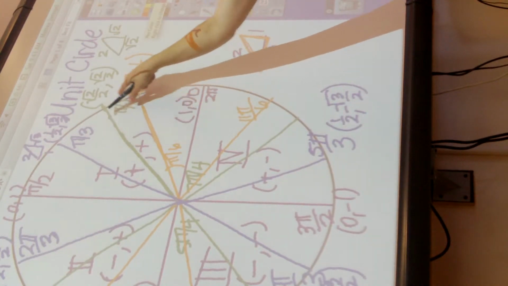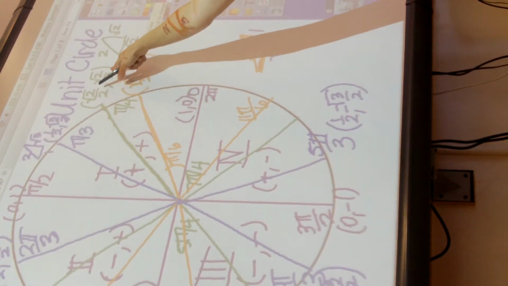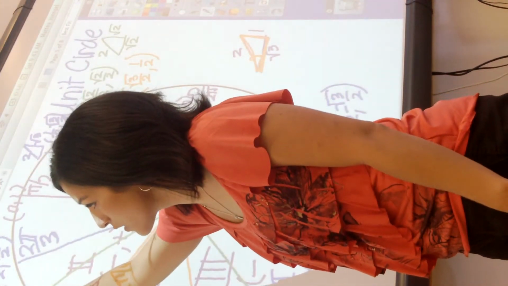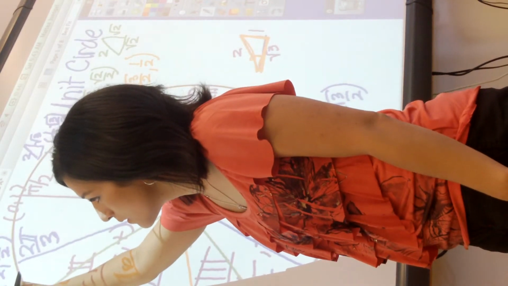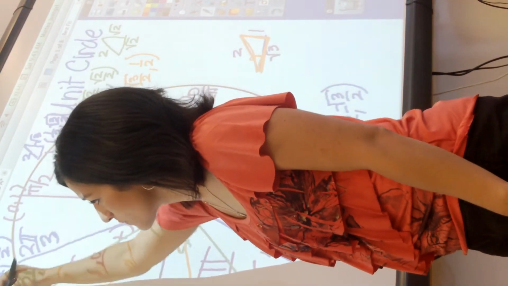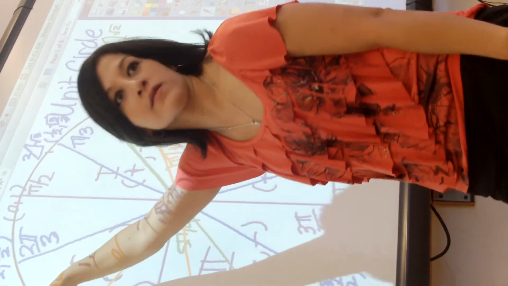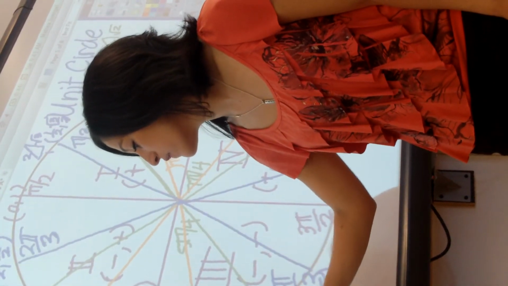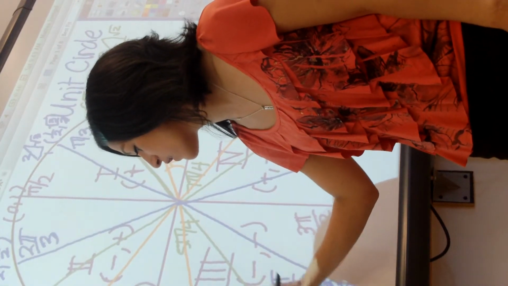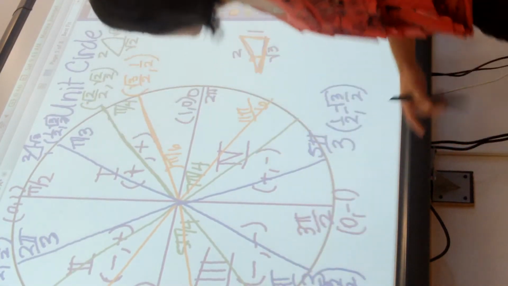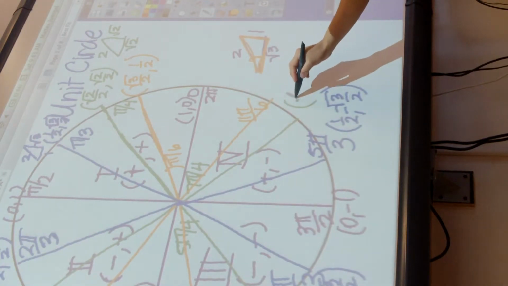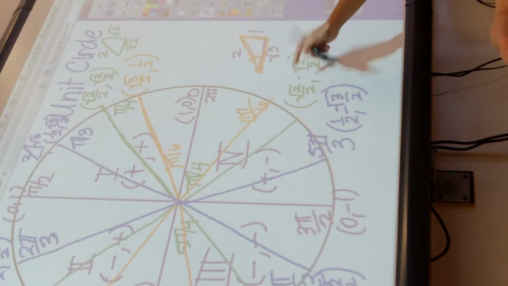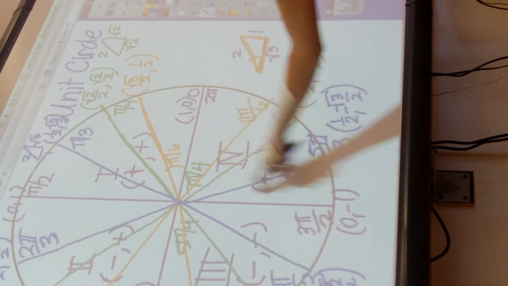Here, this is our pi over 4. We said it was square root of 2 over 2 for both. Here it would be, in quadrant 2, negative square root of 2 over 2 and square root of 2 over 2, because my cosines are negative and my sines are positive. Quadrant 3, are they both negative? Yes. Both sine and cosine are negative in quadrant 3. And then the last one, square root of 2 over 2 and then negative square root of 2 over 2, because cosine is positive and sine is negative in the fourth quadrant.